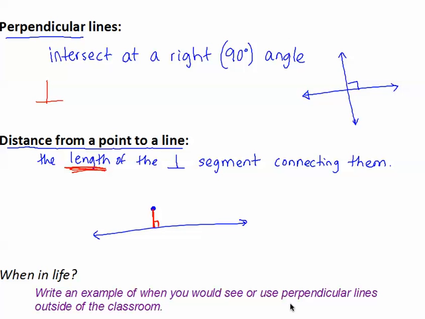Before we look on to the examples, let's talk about when in life do we see or use perpendicular lines. On your note sheet, write an example of when you would see or use perpendicular lines outside of the classroom. Think about if you're traveling from a point to a line. You have to go straight there at a right angle. Can you think of a scenario that uses that?